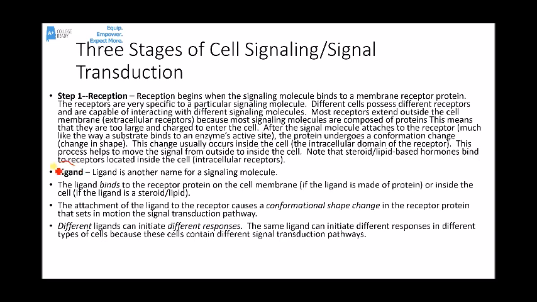A key word to know is ligand. A ligand is another name for the signaling molecule. And again, once it binds to that receptor, kind of like a key fits into a lock, it causes that receptor to change shape, go through a conformational change, and that triggers step 2 of the process.